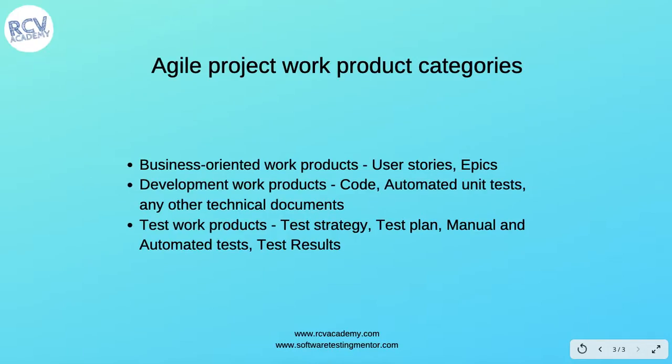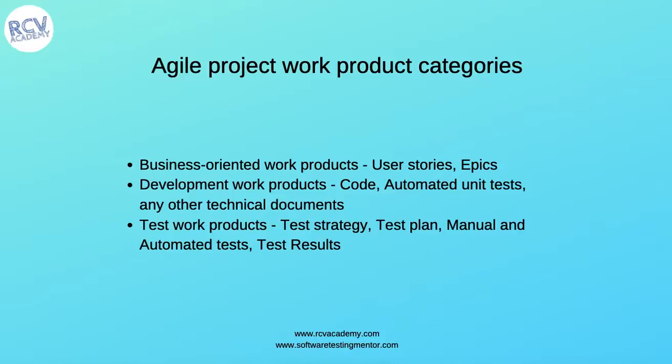Now, Agile project work product categories are mainly three. You can categorize Agile project work products into three categories. The first one is business oriented work products, the second one is development work products, and the third one is test work products. Now let's see what these categories are and what sort of documents lie in each of them. Business oriented work products describe the required system specification, like requirement specification and how to use it. For example, user stories, epics, etc. This is what a typical business oriented work product will be.